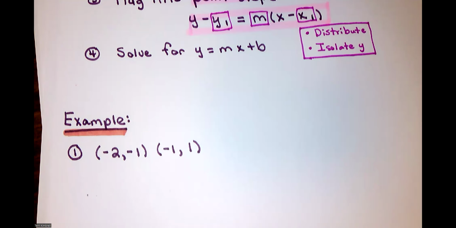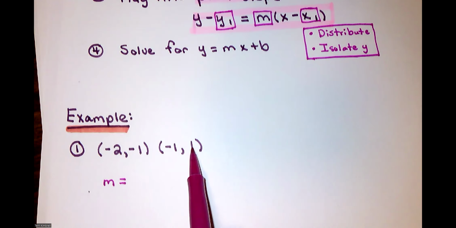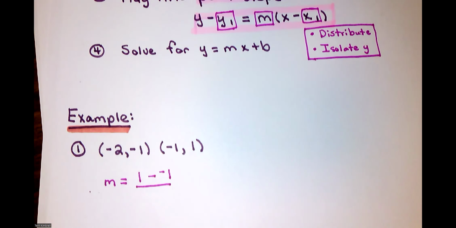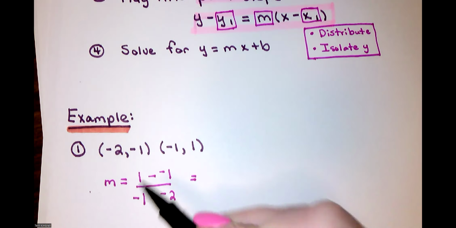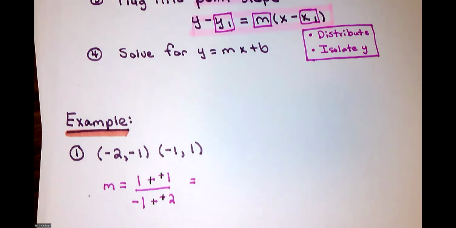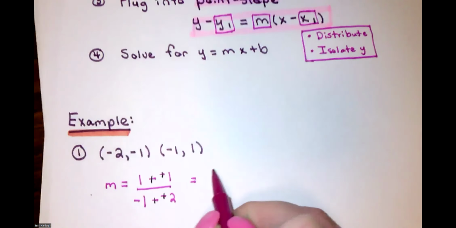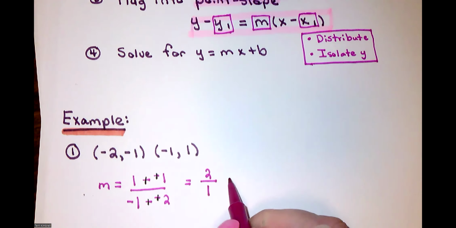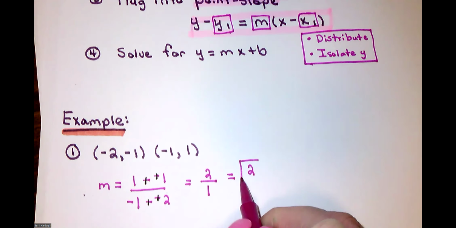Okay, so you see that we have 2 points and we're trying to write an equation of the line. So the first thing we're going to do is find the slope. So we're going to have 1 minus -1 on top. On bottom, we would have -1 minus -2. Now remember, when the two negatives are directly beside each other, change those to positives. So 1 plus 1 is going to be 2. -1 plus 2 is going to be 1. So we have a slope of 2.